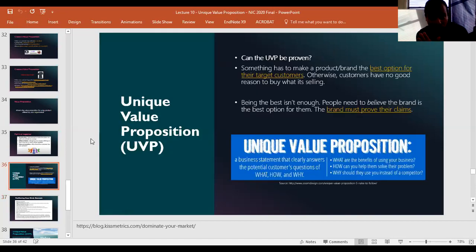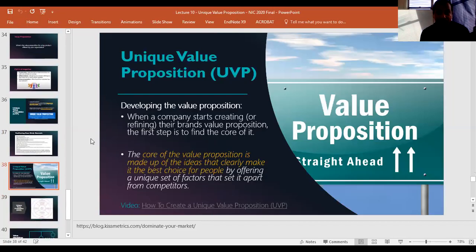So in a unique value proposition, whenever you're trying to prove yourself as the best option for the customer, you need to have supporting evidence. The core of a value proposition is made up of ideas that clearly make it the best choice for people. The moment you give the supporting evidence, people will think, in reality you are the best option for us, by offering a unique set of factors that set you apart for the customer.